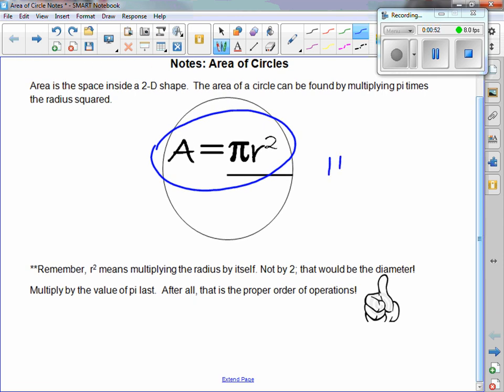Pi r squared is the same thing as saying pi times the radius times the radius again, because when you square a number, you're essentially multiplying that number by itself. So if it helps you to remember that that exponent means multiplying it by itself, you might want to write it out as pi times r times r, to remind yourself that you're multiplying the radius by itself, not by 2.